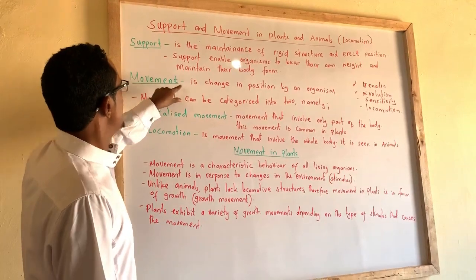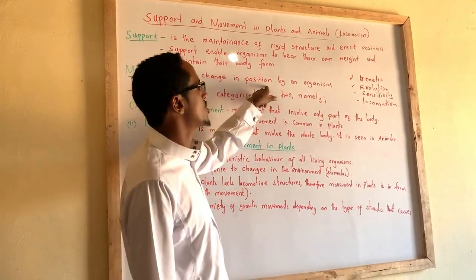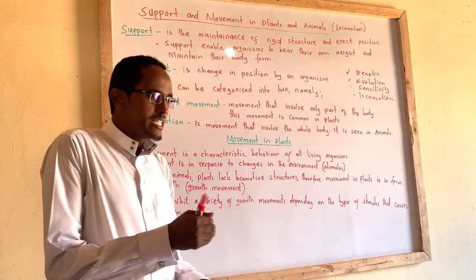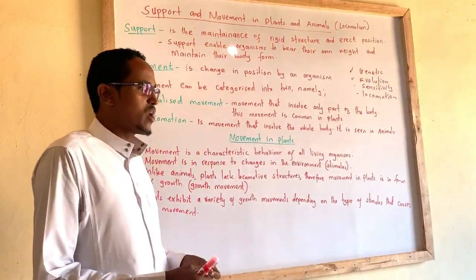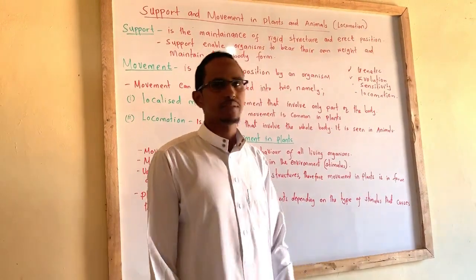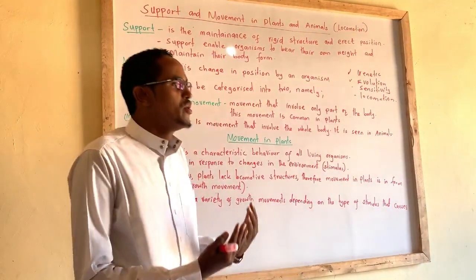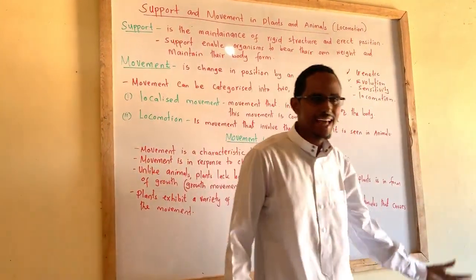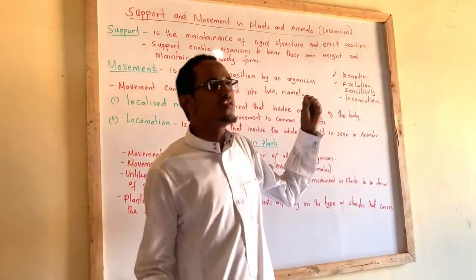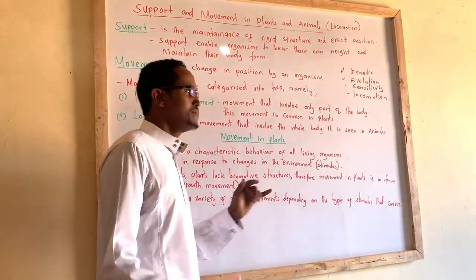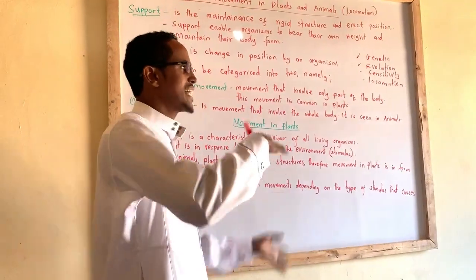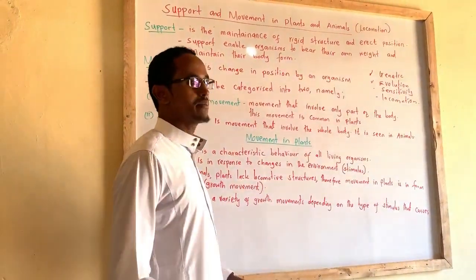Movement, what is it? Movement is a change in position by an organism. An organism changing its position from where it was to a new place. This movement could involve the whole body moving from one place to another, or if not, part of the body moving. Part of your body moving, as I am doing now with my hands as I am standing.